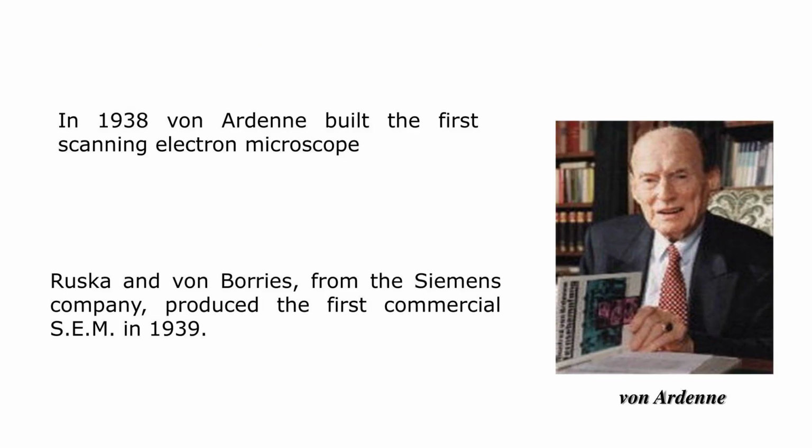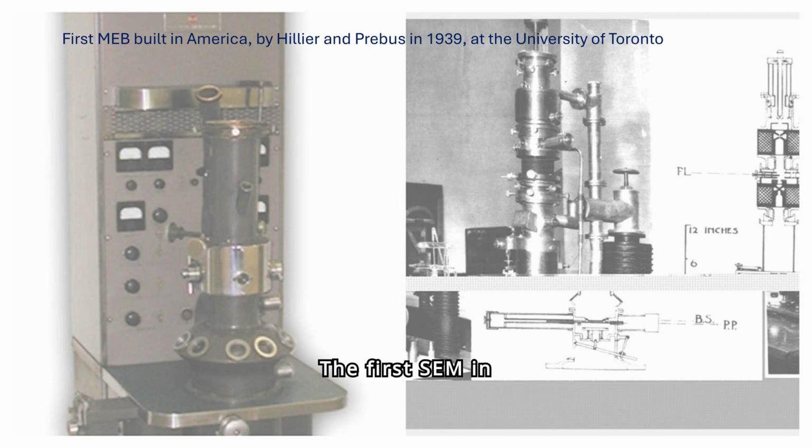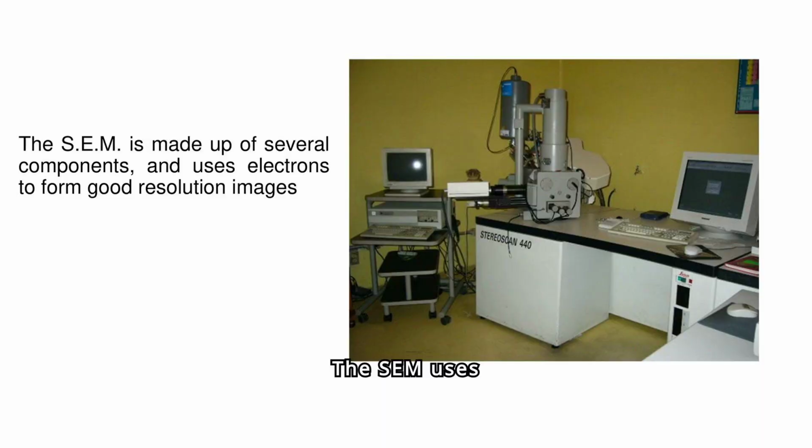In 1938, von Ardenne built the first scanning electron microscope, followed by a commercial version in 1939 by Ruska and von Borries. The first SEM in America was built in 1939 by Hillier and Prebus at the University of Toronto, setting new standards. The SEM uses electrons and is composed of several components to produce high-resolution images.